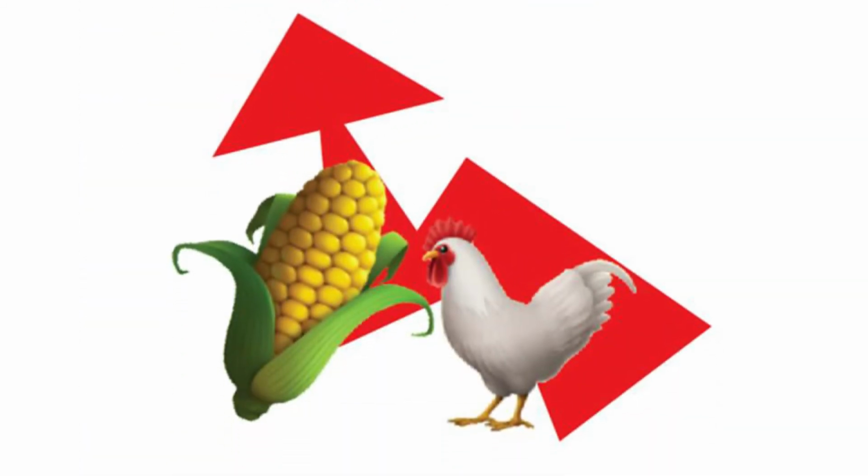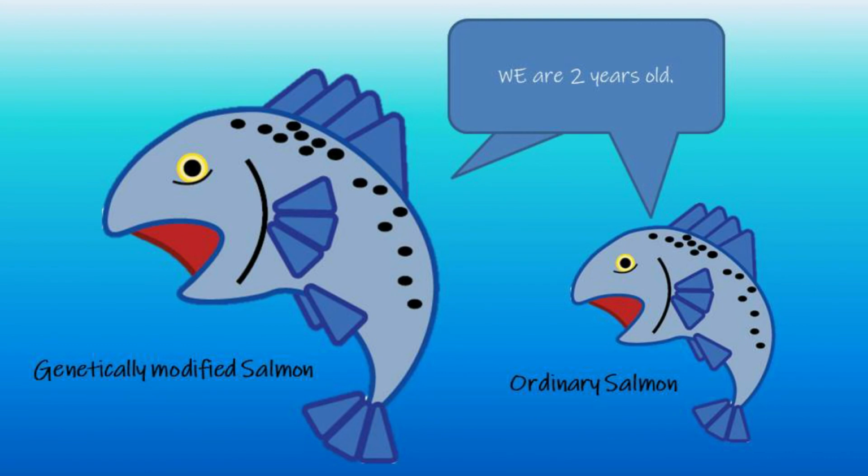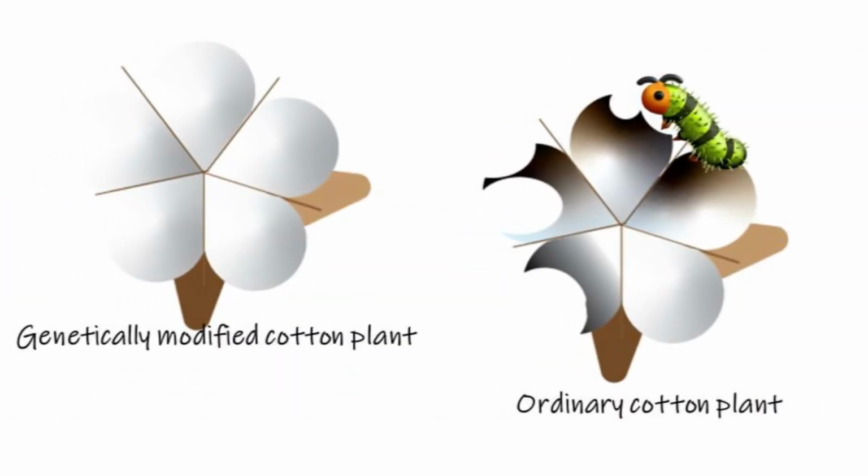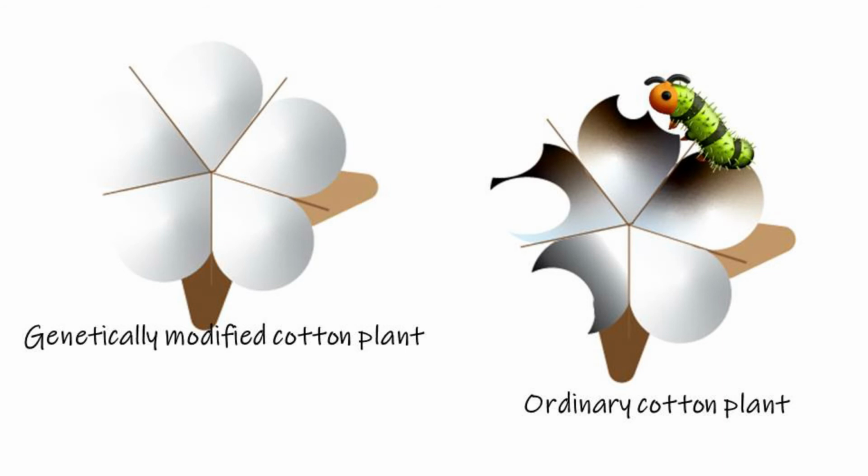Recombinant DNA technology can increase the productivity of some crops and farm animals. Salmon can be genetically modified to grow faster. A GM salmon has a larger body size than an ordinary salmon at the same age. GM salmon usually grows twice as fast as normal salmon. Besides, an ordinary cotton plant can be attacked by pests, while a GM cotton plant does not. Pest resistance characteristics help to improve productivity.